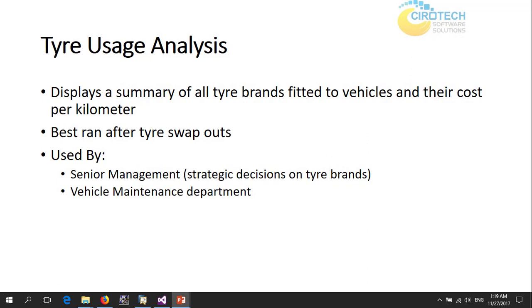Tire usage analysis basically shows us which brands of tires are the best for our vehicles. And this is done by looking at the cost of the tires versus the total distance that they have traveled at swap out.